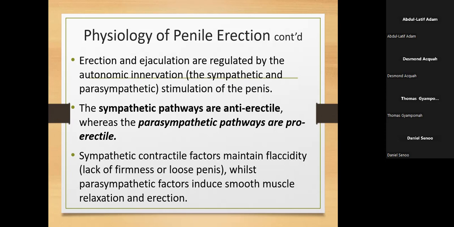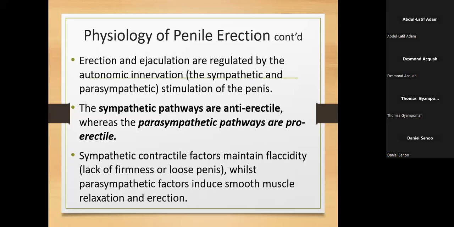So the sympathetic contractile factors maintain flaccidity, and flaccidity is the same as being flaccid. Being flaccid means that the penis is loose. So most of the time, the penis is controlled by the sympathetic nervous system. Unless some few people want to have an erection almost every time, otherwise most of the time, sometimes the whole day, no erection. If there's no erection, it means that the sympathetic pathway is now dominating.